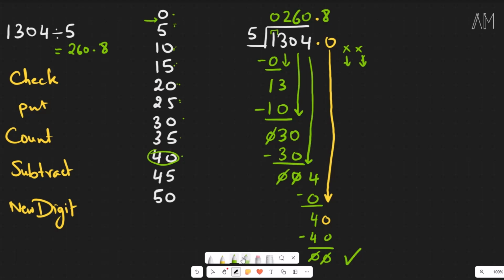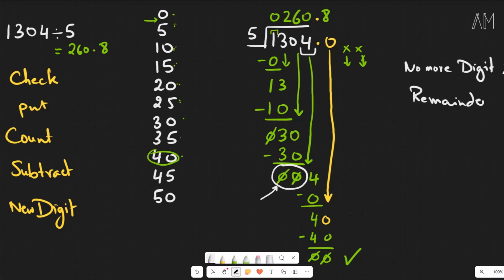260.8. Now notice, guys, in the middle, while we're solving, we saw that the remainder became 0. We did not stop. Why? Because I still had 4 to call down. So it's not only when the remainder is equal to 0, you have to make sure that no more digits are there in the dividend, okay? And the remainder must be 0. These two conditions must be together to make sure that I am done with my division.